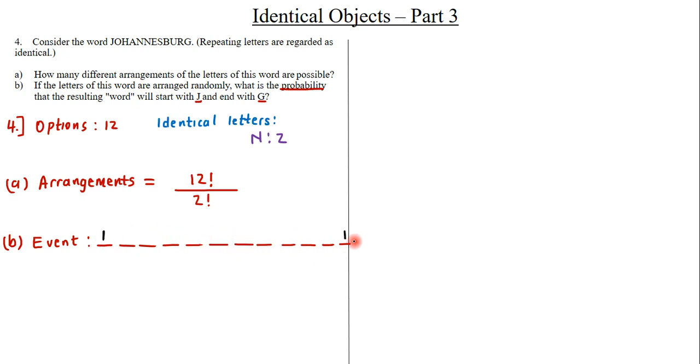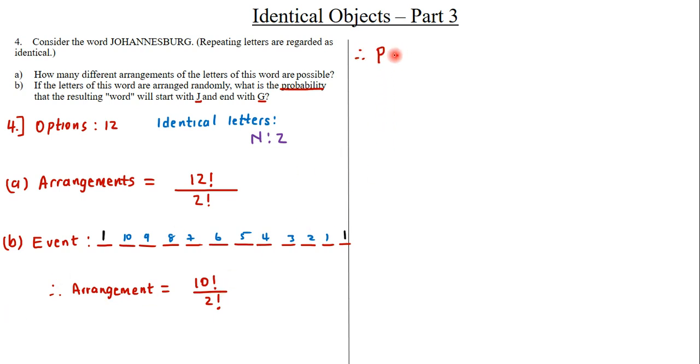If we have already used one letter and we use another letter here, that means we have 10 options left. So this will be 10, 9, 8, 7, 6, 5, 4, 3, 2, 1, also known as 10 factorial. Therefore our arrangement will be 10 factorial. But remember we still had identical letters, which is N, so this will be over 2 factorial. That is going to be our event.